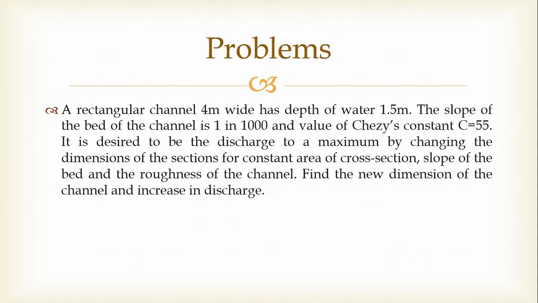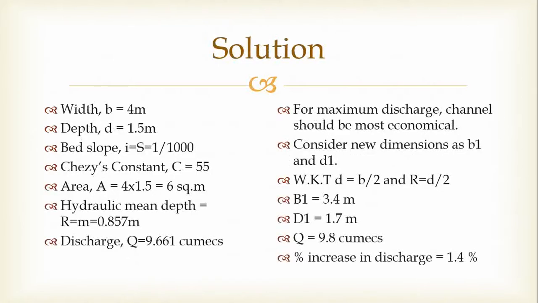As I already discussed, this problem has two parts. The first part is to find out the discharge for the given dimensions of the channel. The second part is to find out the dimensions for the maximum discharge condition, that is the most economical channel section. I have written the data given: width, depth, bed slope, Chezy's constant. Find out the area, 4 into 1.5 is 6 square meters, the hydraulic mean depth, and the discharge using Chezy's equation. We get it as 9.661 meter cube per second. This is the first part of the problem.